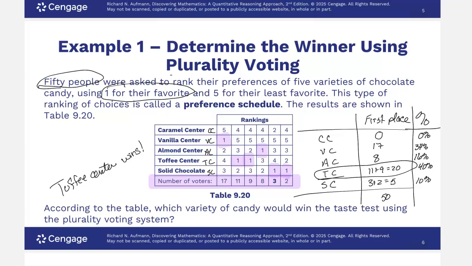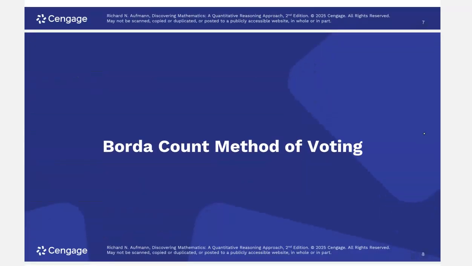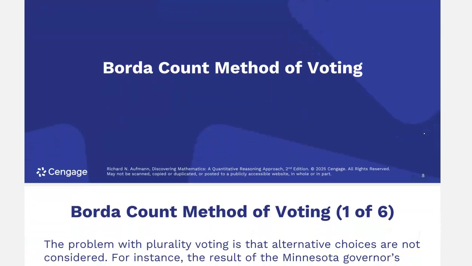So if I'm looking at those percentages, toffee's still going to have the highest percentage, but again, it's not the majority, not more than half of your population, your 50 people here, or your sample, thought it was the best. Only 40% of those who were asked thought it was the best. So that's what that example is referring to. So let's look at the Borda count method of voting.